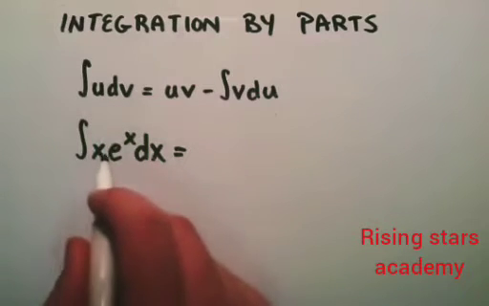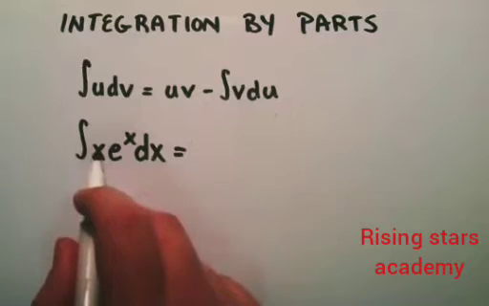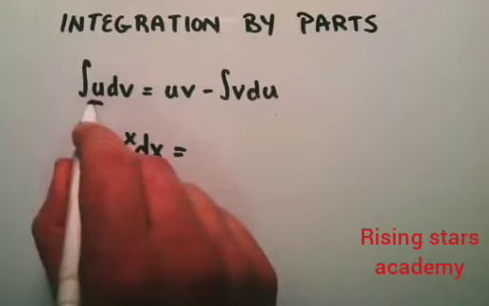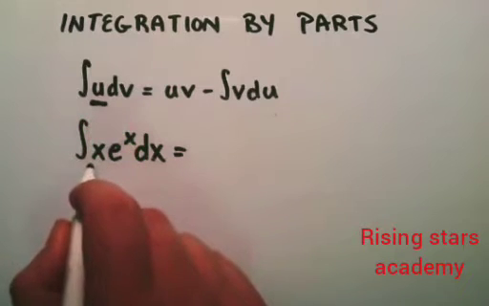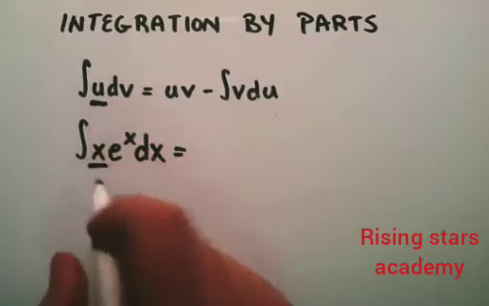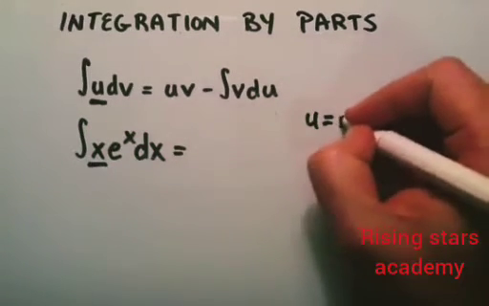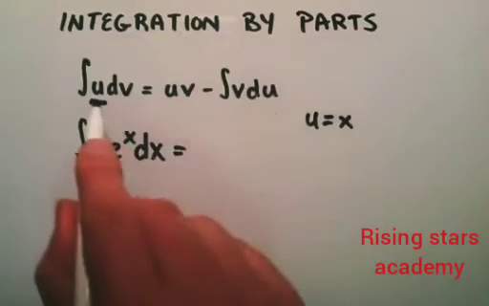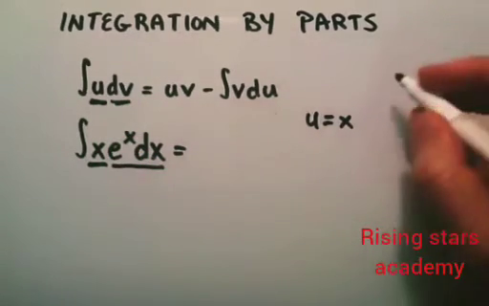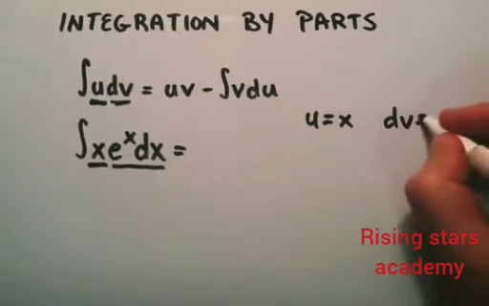Usually what we want to do is pick the part that will turn into a constant if we take the derivative enough times for our u. So if we take the derivative of x with respect to x, it will turn into the constant 1. So we'll pick that for our u. U, we decide, is going to be x. And since we chose x to be our u, the rest of this has to be the dv. So dv is equal to e to the x dx.